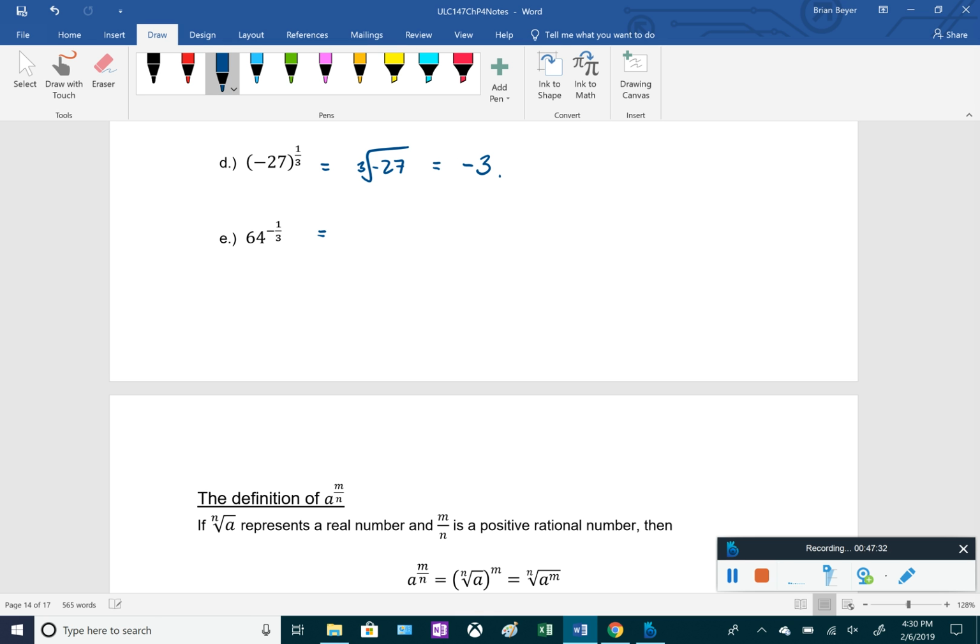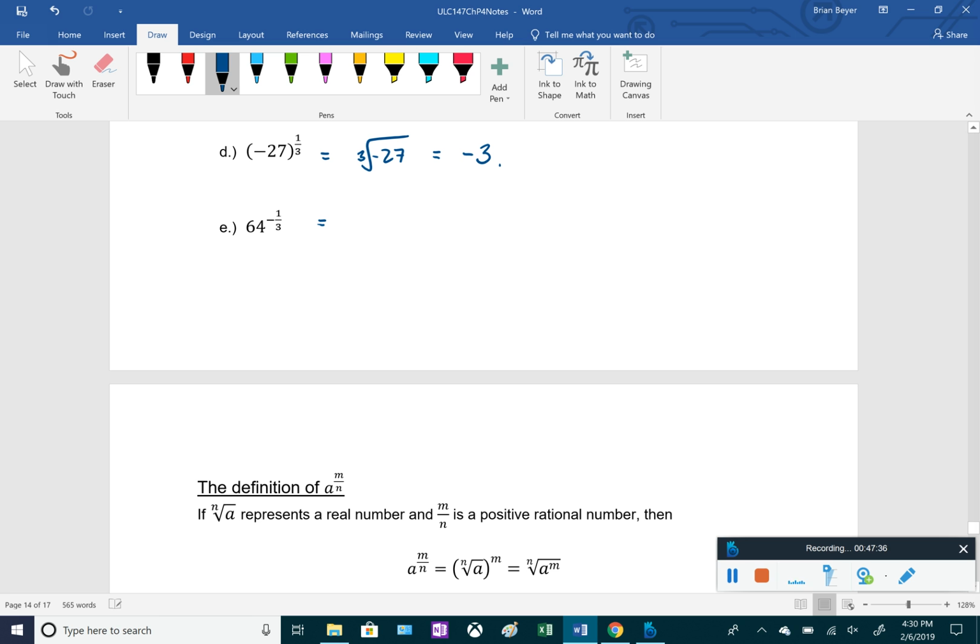And lastly, for this one, before we make it a little bit more complicated, 64 to the negative 1/3. Negative exponent means we reciprocate it, so 1 over 64 to the positive 1/3, which if you want to think of it as 1 over the cube root of 64, the cube root of 64 is 4, because 4 cubed is 64.